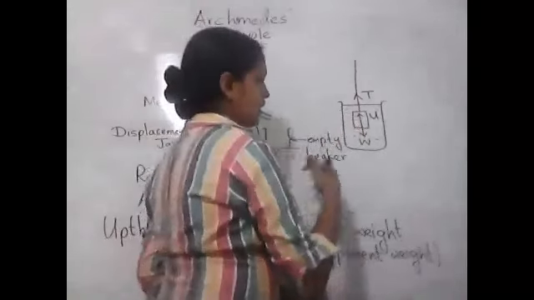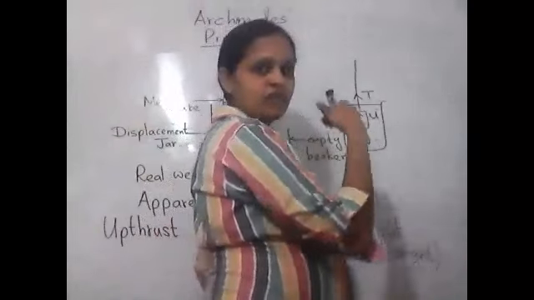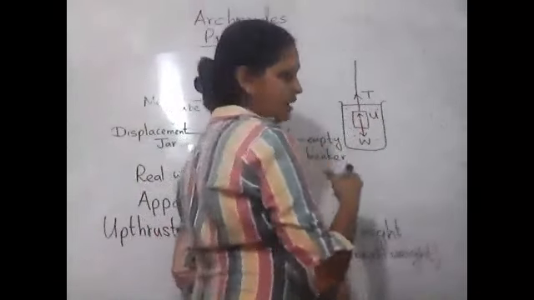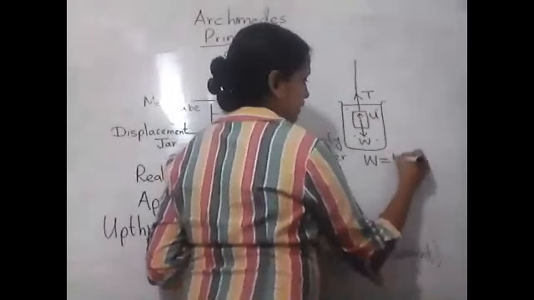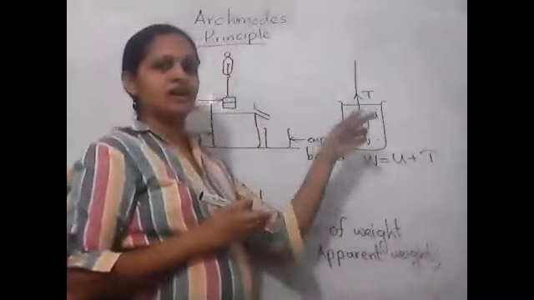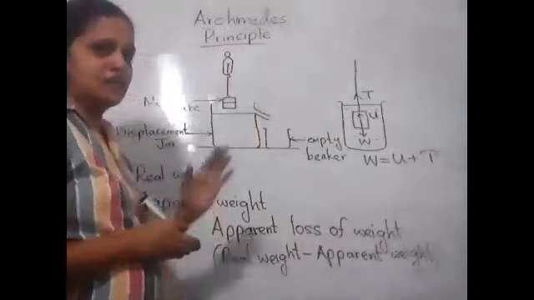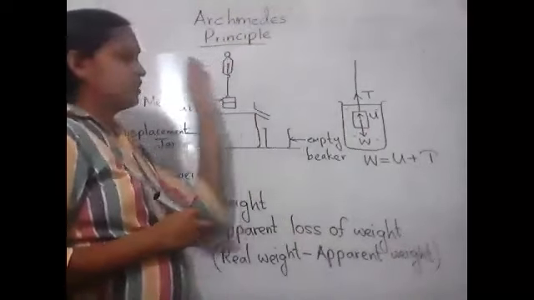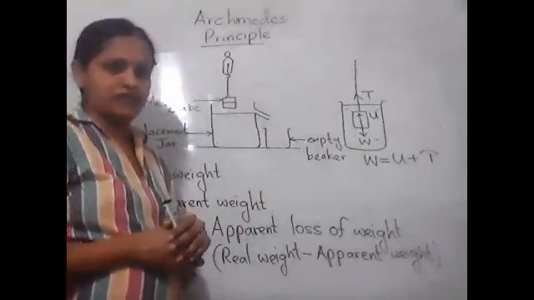According to the equilibrium, as this is balanced, the upward forces should be equal to the downward force. Here we can say W equals U plus T. When we have hung the object using the Newton balance or the spring balance, the tension is equal to the reading of the spring balance or the Newton balance.